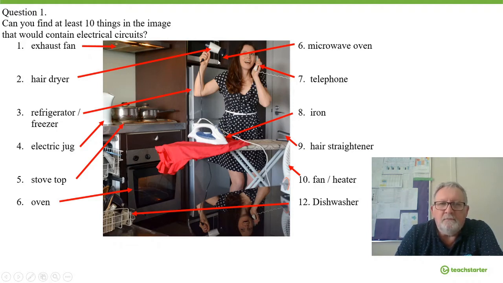There's a microwave, a telephone, an electric iron. Tucked in here is the end of a hair straightener. This is either a fan or a heater. And of course, the dishwasher. They're the ones I found. I actually found 12. I wonder if you found all of those or whether I've missed something. I don't know. All right, let's move on to question 2.